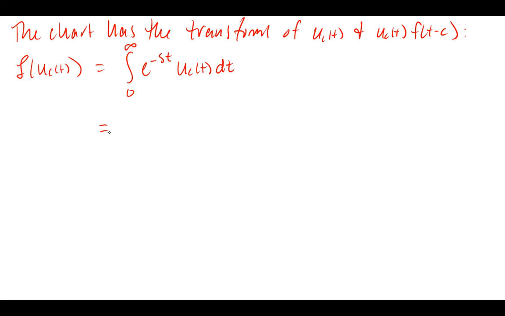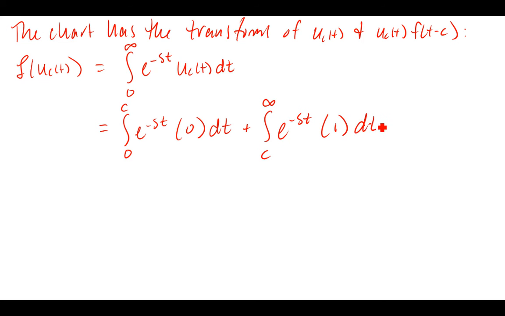So hopefully you agree, how would I evaluate this? I might say, well, uc is actually 0 or 1, so if I'm between 0 and c, I'd have e to the negative st times 0, which we can all tell how much that's going to be. And then from c to infinity, uc is simply 1. Okay, so anytime you have a piecewise function and you're trying to do math with it, you pretty much just want to break it into the two pieces, so it's 0 or 1. Well, this is, of course, 0, because you're integrating 0. And over here, well, I could do that integral. That's an easy one, right?